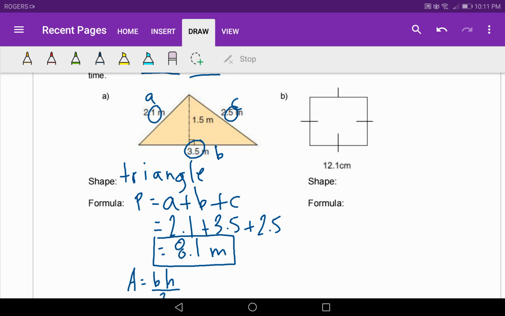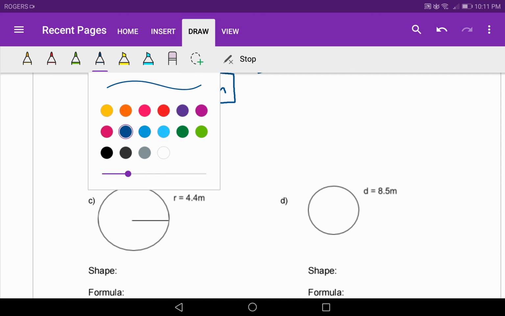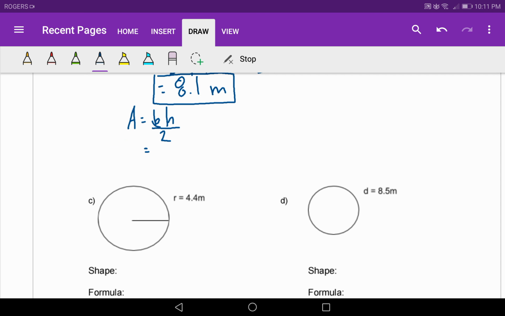And what is my height? Okay, my height is here, 1.5. This is my height right there. So I'm going to have base is 3.5, height is 1.5. And all I'm going to do is sub them into this equation. So instead of B, I'm going to put 3.5. Put it in brackets because we're going to be multiplying the base times the height. The height was 1.5, and then divide by 2.